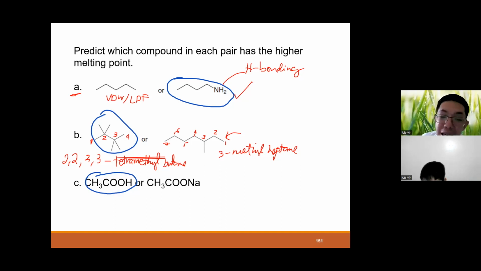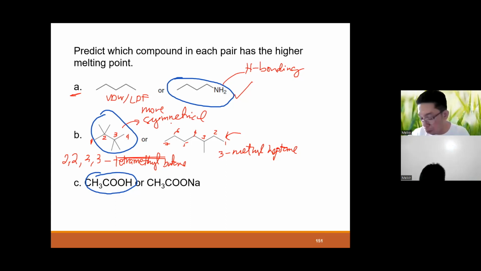Very good, correct. This is symmetry, no? This is more symmetrical, and we know that, because melting point is different from boiling point, Josh. Melting point is about forming a crystalline solid. So when an organic compound is symmetrical, it stacks easily, no? They easily pile up and become a crystalline solid. Therefore, they will have a stronger crystal lattice. They will have a higher melting point.